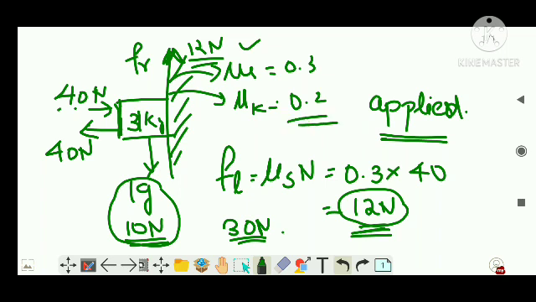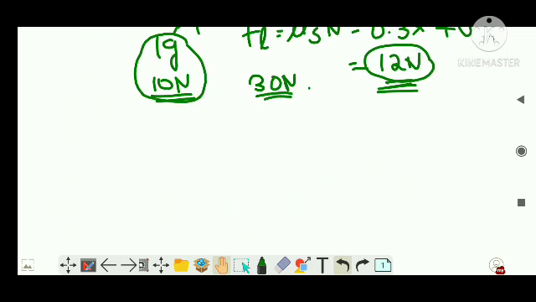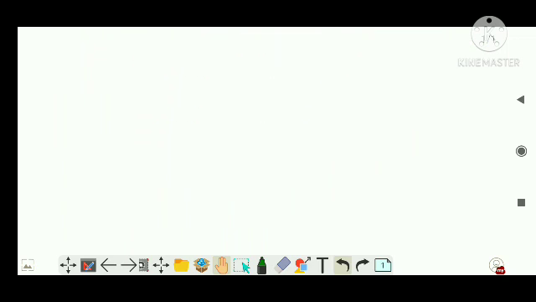That's 0.2 into 40, right? 0.2 into 40 will be there. That is how much? 8. 8 Newton will be the opposition. I just told you as it is. Clear? This much is clear, right? Now, friction is very important, guys. The main section of this chapter, I can say, is friction.